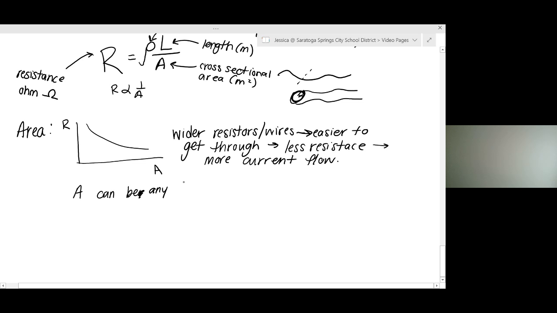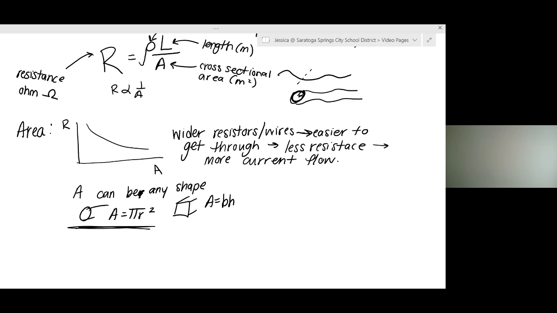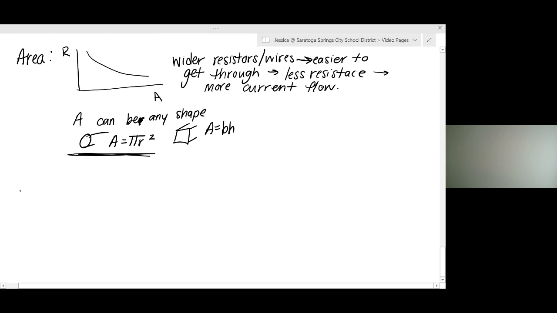Any shape, right? We could have a circular cross-sectional area, and in that case, we would calculate that by doing pi r squared. Or we could have a strange rectangular wire, and in that case, it would be base times height. We could have a triangular wire or anything like that too. Most commonly, though, we're dealing with circular wires or resistors, sometimes square. Okay. All right, let's talk about resistivity a little bit more.